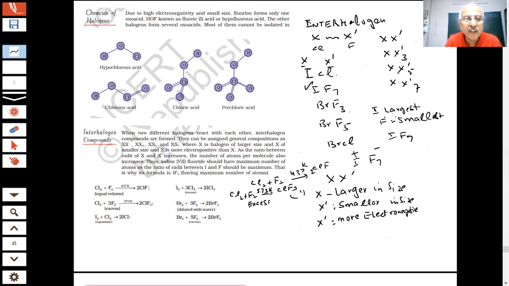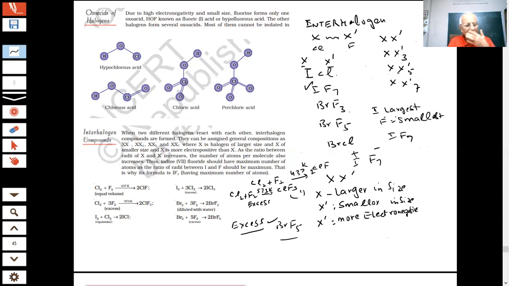And similarly for I2, with Cl2 in equal volume you get ICl. If you take excess, then you are getting ICl3. Similarly, Br2 with 3F2 gives BrF3. And if you take excess of F2, then you are getting BrF5. Okay. So this is a way of understanding how they are formed. Sometimes in the paper they have asked you the preparation or given some idea that equal volumes will mean almost the same.